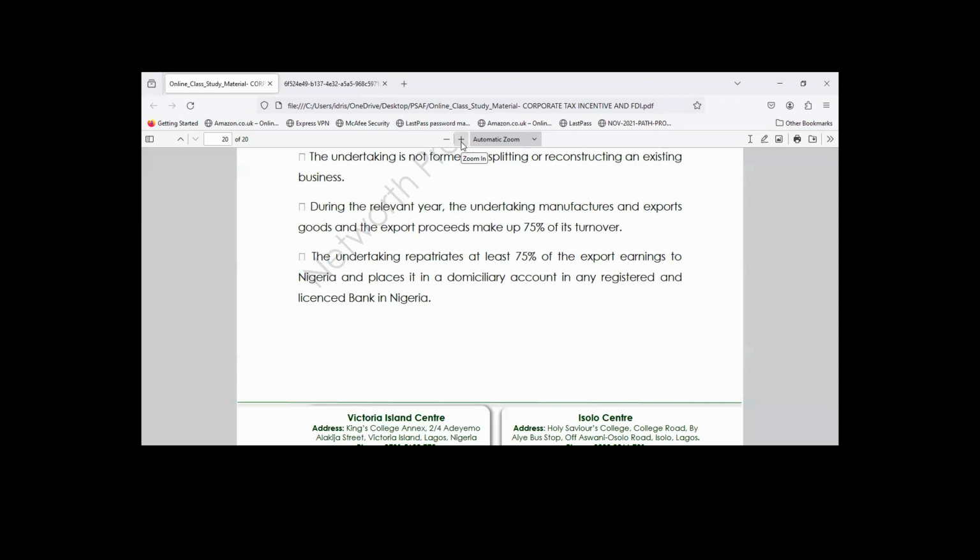So, sir, which is the withholding tax now? The withholding tax on dividends. Is it the tax paid by the company on the profit? No. Withholding tax on dividend is treated as franked investment income. The withholding tax is the one deducted by the company before paying the dividend to shareholder. Do you understand? Not really, sir.